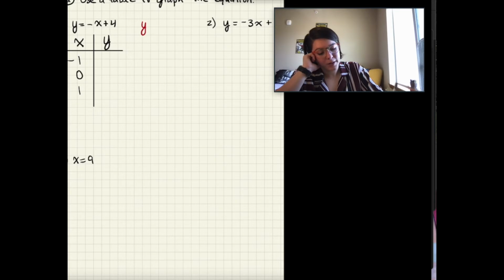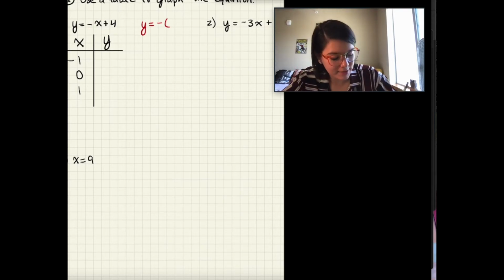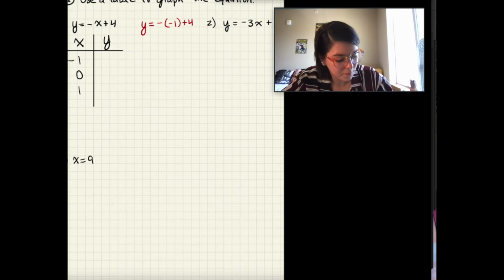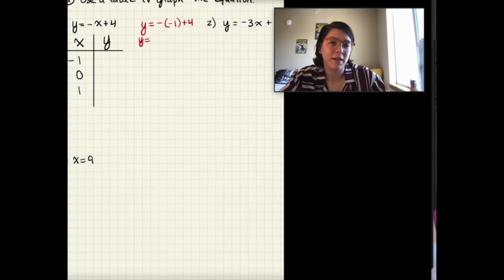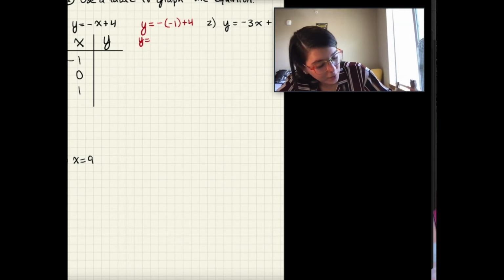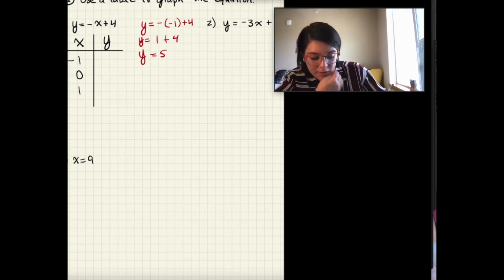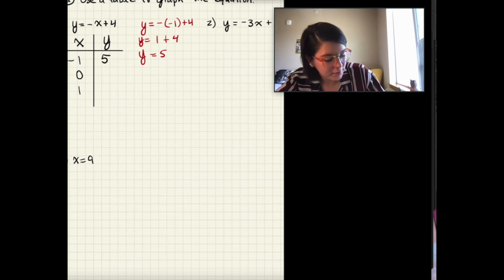Now, if I were to plug in -1 for x, we'd have a negative, since we have a negative in our equation. Plugging in for x, -1 plus 4. So we have y is -1. Remember, two negatives cancel and give us a positive, so we have 1 plus 4. So we get y is 5. So that's what we'll put in for our y in our table. So go ahead and try the next couple on your own.